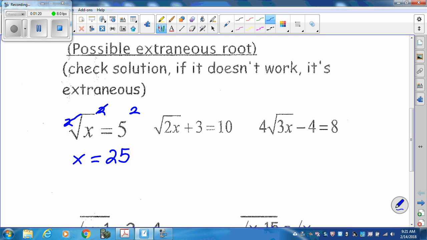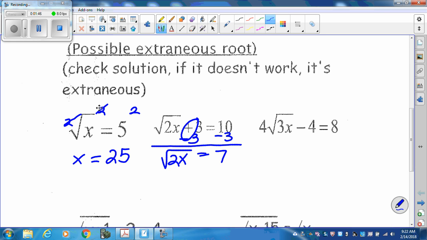You always try to isolate your variable, right? The variable is inside this radical, so I'm going to isolate the radical. I'm going to get it by itself. So again, do the inverse of plus 3, which would be minus 3 on both sides. Now that is going to be 0. So I have the square root of 2x equals 7.